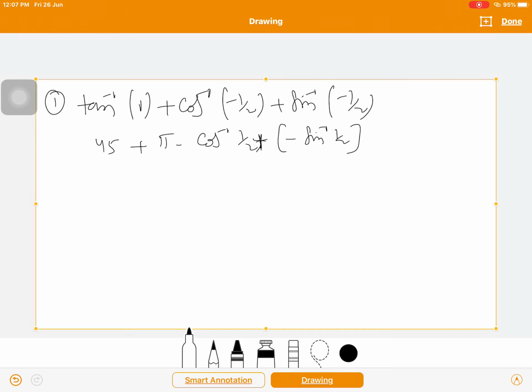So here I apply the formula for cos inverse of minus 1 by 2, and also for sine inverse of minus 1 by 2. This 45 stays as it is, 180 minus cos inverse of 1 by 2 is 60, minus sine inverse of 1 by 2 is 30. 45 plus 180 is 225, minus 90. So 135 is our required solution.